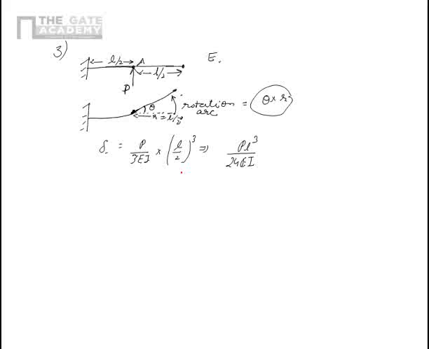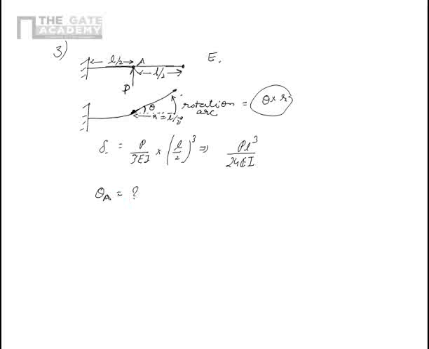Now you see, this is the deflection of point A. Now for point B, we have to get the slope at point A first. The slope at point A we can get from the previous method, or we can integrate the equation. So how do we get this?